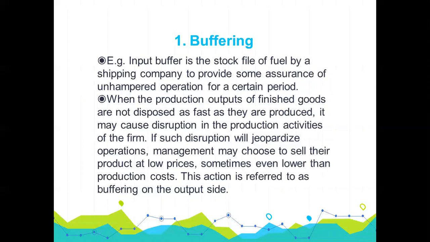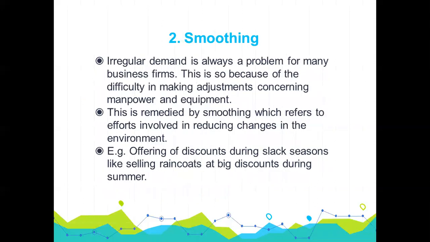If such disruption will jeopardize operations, management may choose to sell their product at low prices, sometimes even lower than production costs. This action is referred to as buffering on the output side. Smoothing irregular demand is always a problem for many business firms.